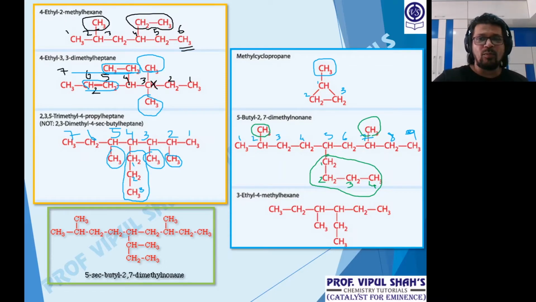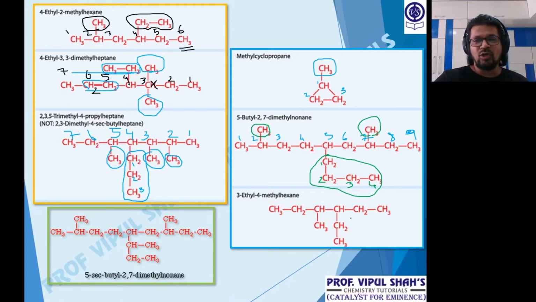Same way, if I have to write it with a common name, how will I write this now? At 5 the group is 4 carbons in a continuous chain, so it's N-butyl. N is not considered, so butyl's B first. So now the name will be 5 N-butyl 2,7 dimethyl nonane. Okay. Same with the next one.